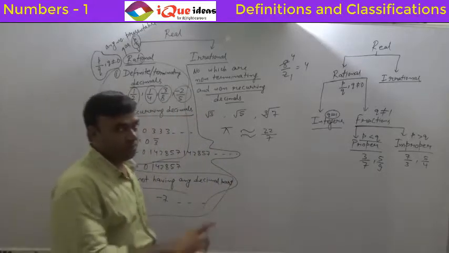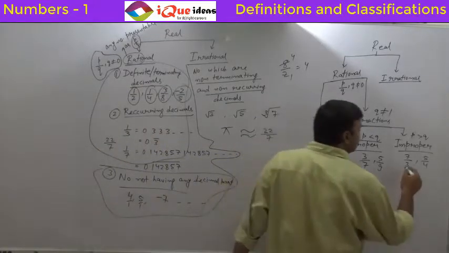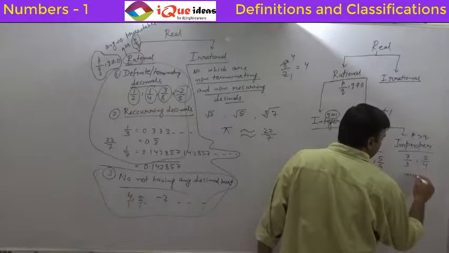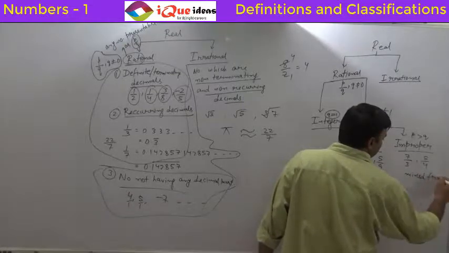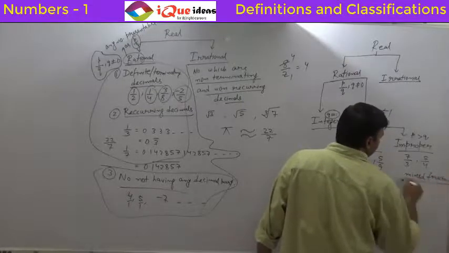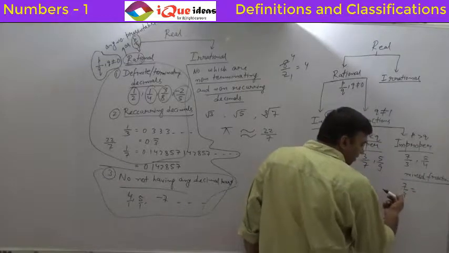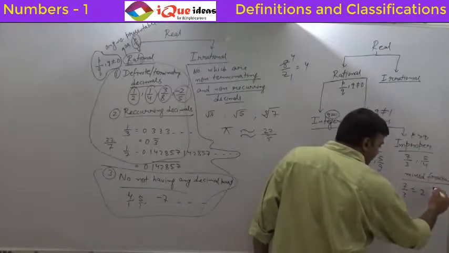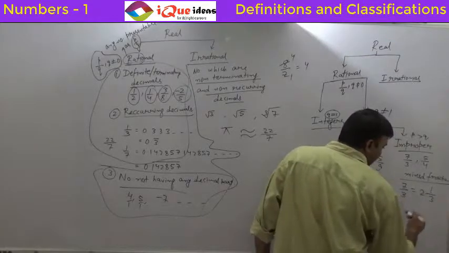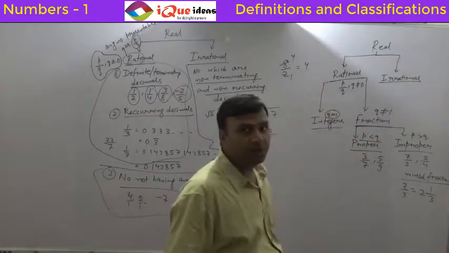Improper fractions can also be presented as mixed fractions. Mixed fraction means one part integer and one part fraction. Like 7 by 3, I am sure you are aware about this. You can divide this so 2 times complete, one remaining, one remainder, so 7 by 3 can be presented as 2 integer and 1 by 3 fraction.